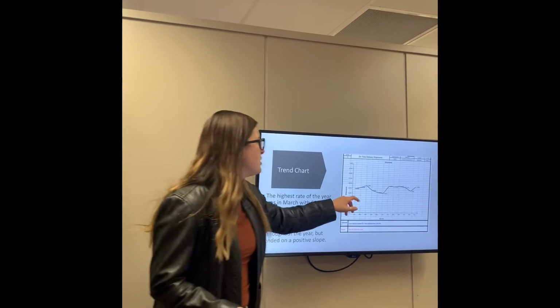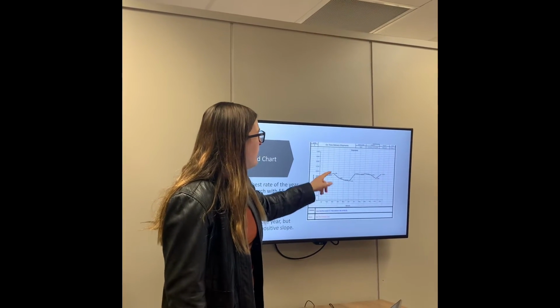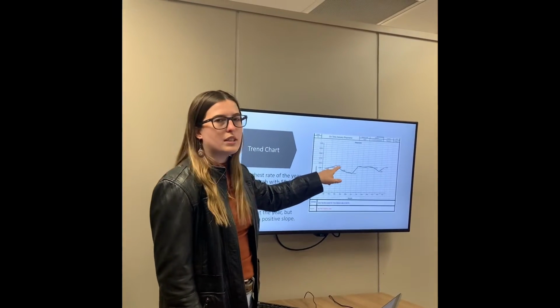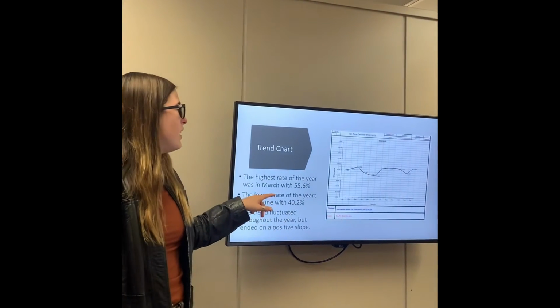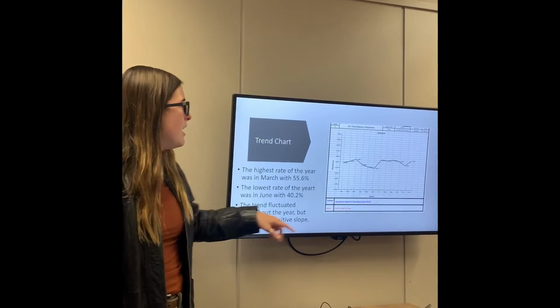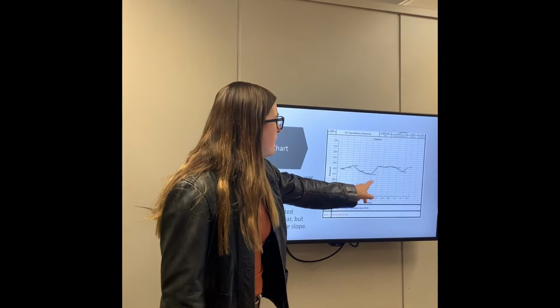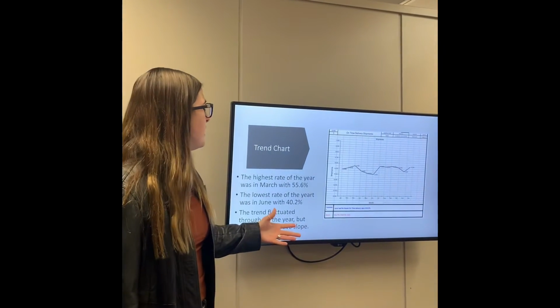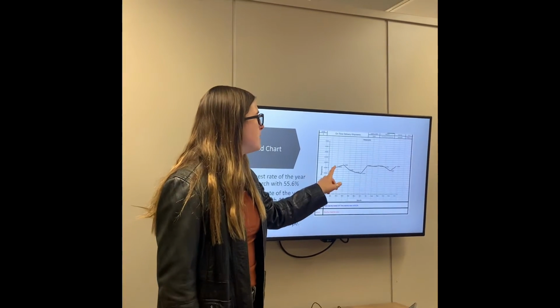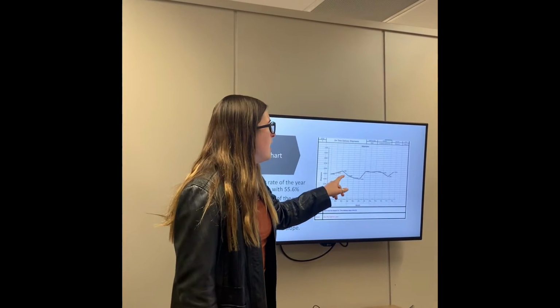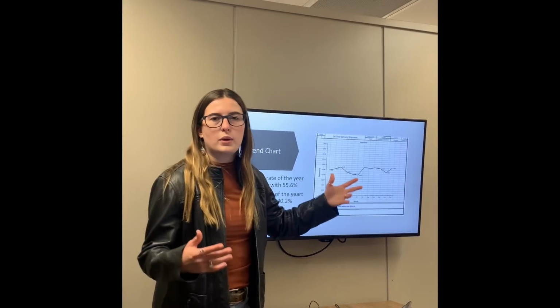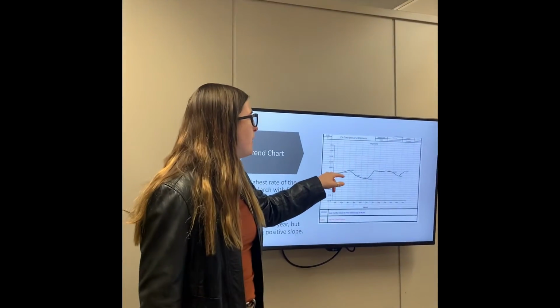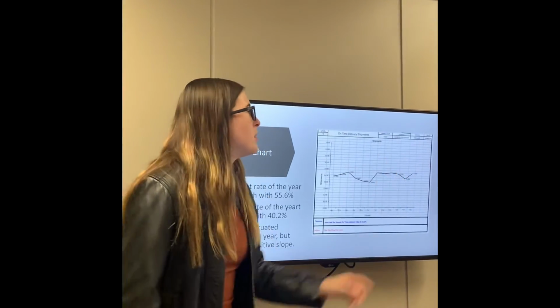So by looking at the trend chart, you can see that in May they had the highest average on-time percentage of 55.6%, and then in June they had the lowest percentage at 40.2%. Throughout the year, you can analyze this graph and see a trend for the year. It really fluctuated, but at the end of the year, they ended up on a positive slope.